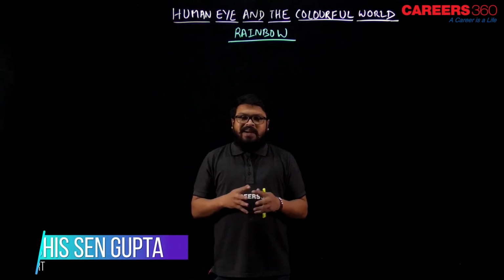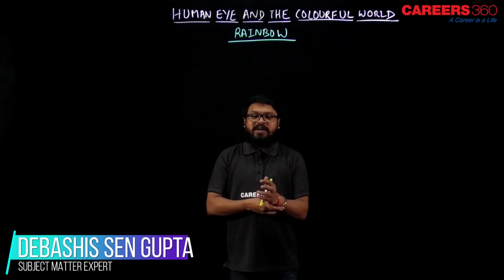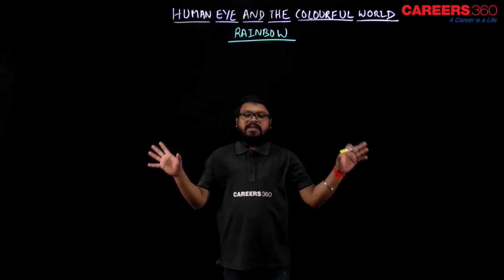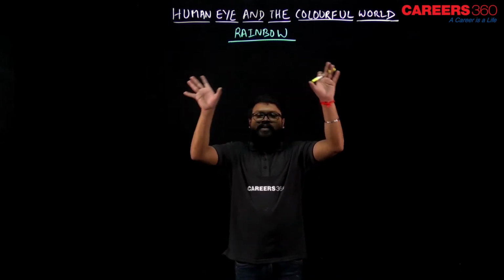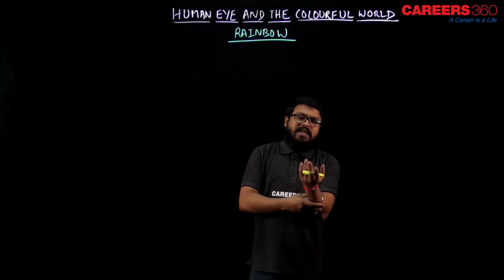Hello everyone. In today's lecture we are going to discuss rainbow. I hope you already know what a rainbow is, right? A rainbow is nothing but seven different beautiful colors, arranged in a semicircular arc which we can see in the sky, right? First let us see one picture.